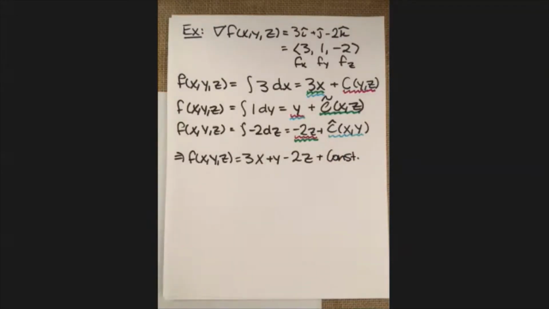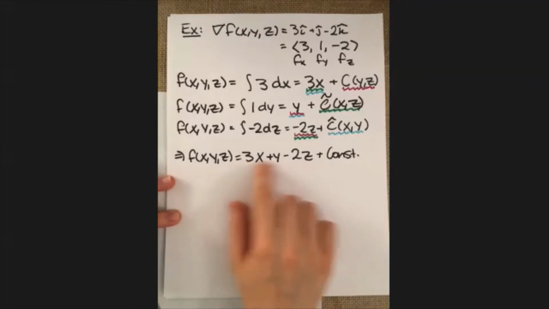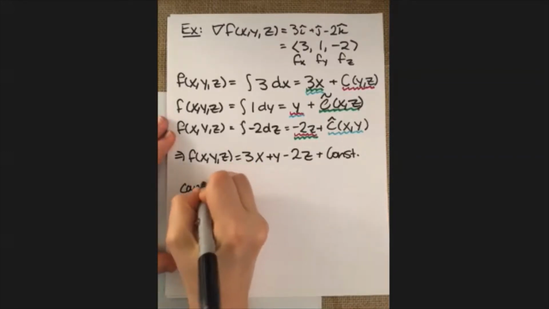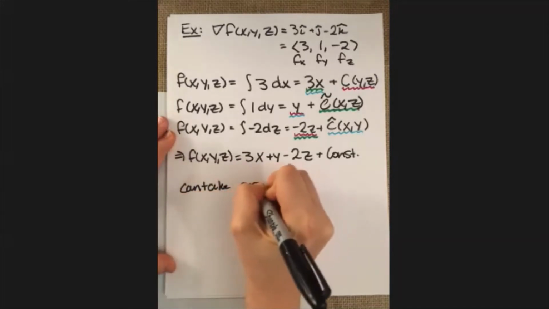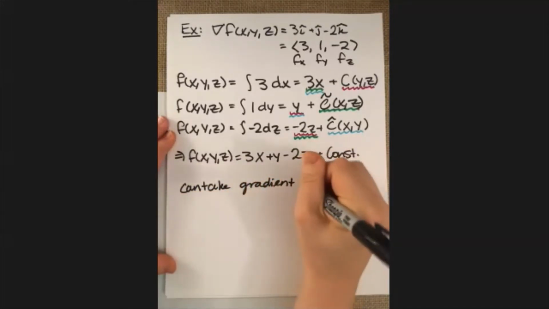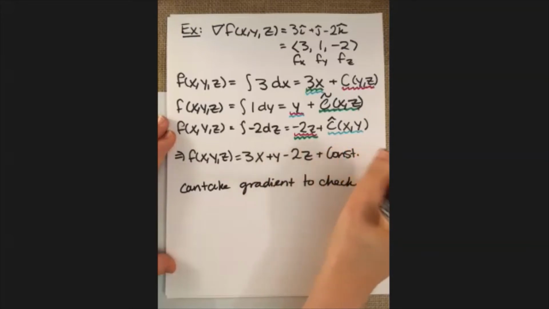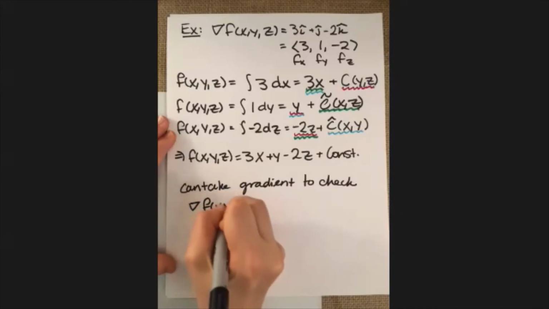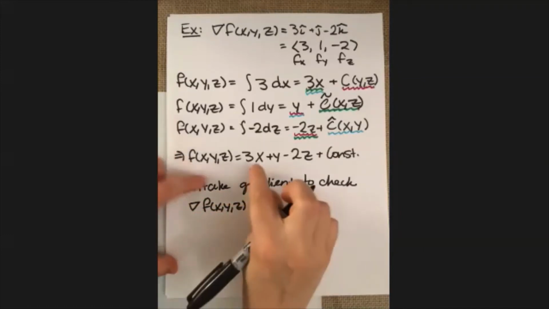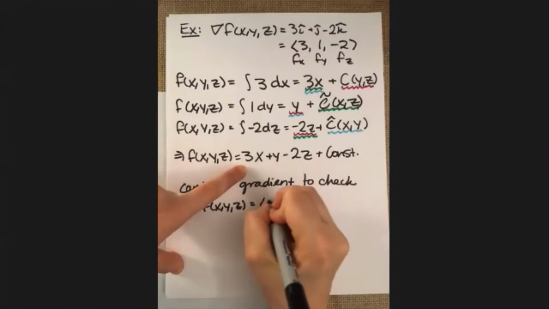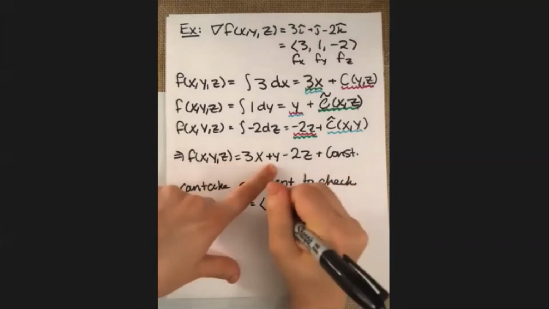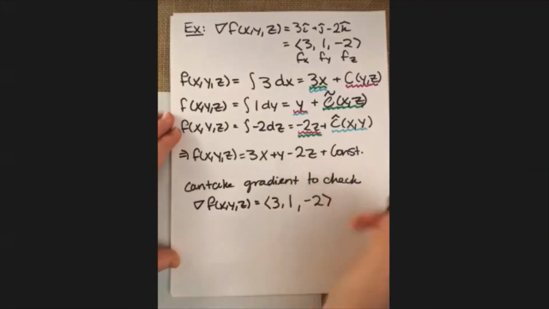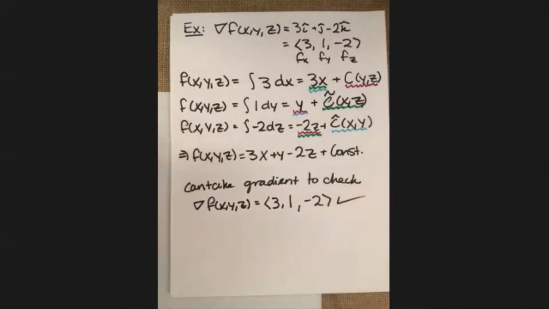And one thing that's really nice about these problems, though, is that we're able to go back through and we can take the gradients to make sure that we got the right answer. So if we take the gradient of what we just recovered, well, partial with respect to x is just going to give me 3. Partial with respect to y is just going to give me 1. And partial with respect to z is just going to give me 2. So it does indeed check out.